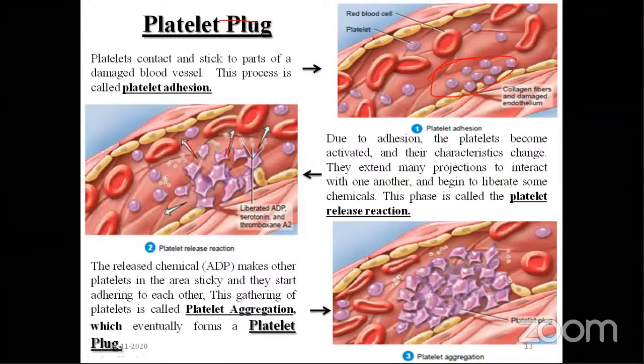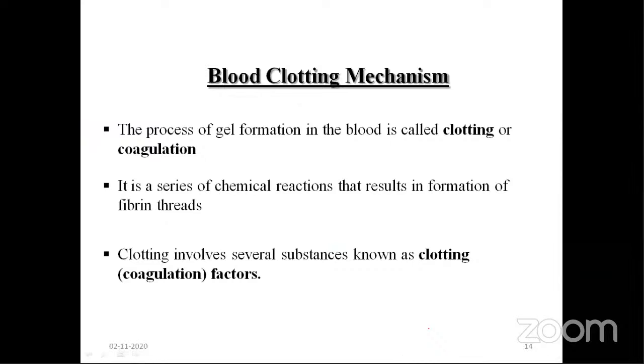They also start sticking to each other by contacting each other by means of their pseudopodia, and they gather together. This step is called platelet aggregation. They accumulate to seal this opening which has been created. So the platelet plug formation involves platelet adhesion to the damaged blood vessel, followed by release of certain chemicals like serotonin, ADP, etc., making them sticky, and they aggregate to each other and eventually form a primary hemostatic plug, which is called the primary platelet plug.